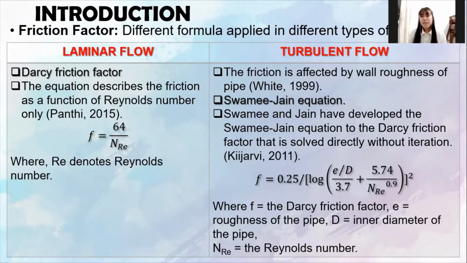And then for turbulent flow, we know that it is affected by the wall roughness of the pipe. Therefore, Swamee and Jain developed the Swamee-Jain equation to solve for the friction factor without iterations, where f is the Darcy friction factor, e is the roughness of the pipe, D is the inner diameter of the pipe, and it also includes the Reynolds number.